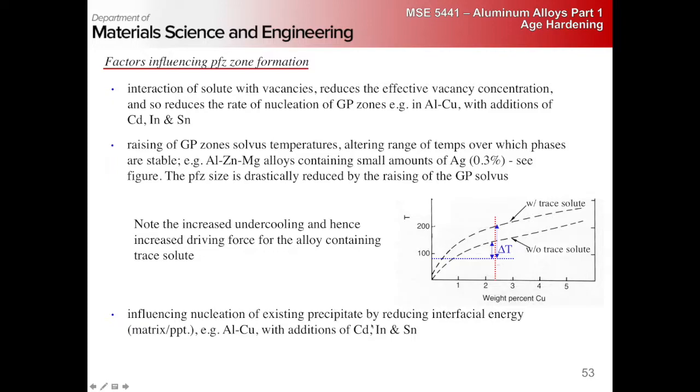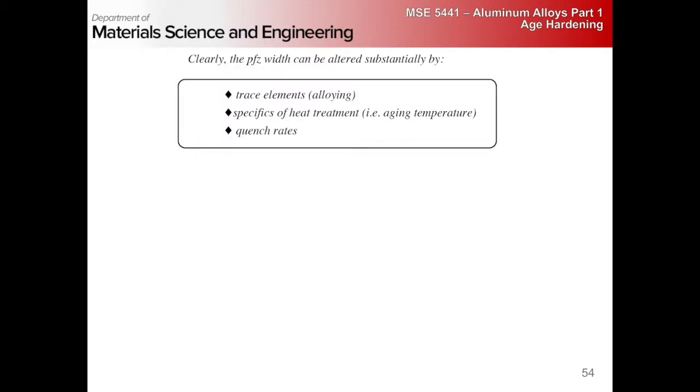And then influencing nucleation of existing precipitates by reducing the interfacial energy, right? This is where tin and aluminum come in, and we can promote the formation of a different precipitate altogether. So the big takeaway here, right?